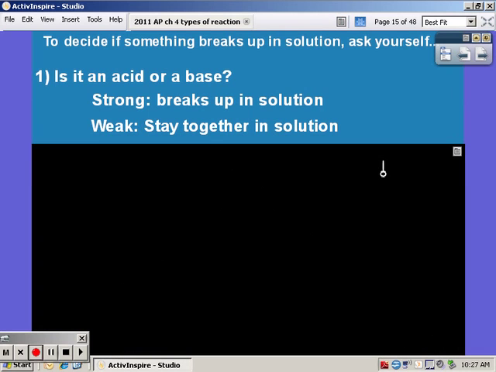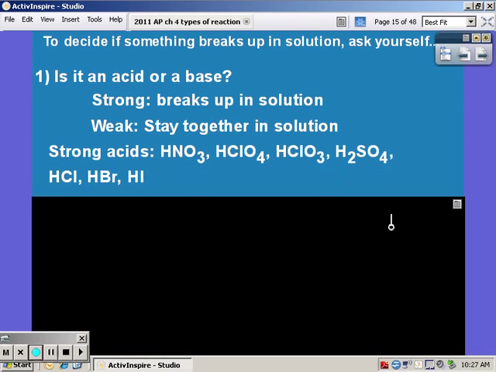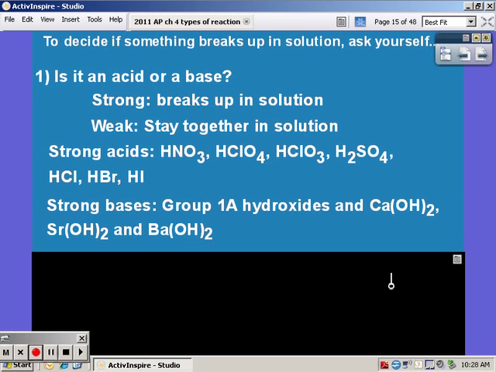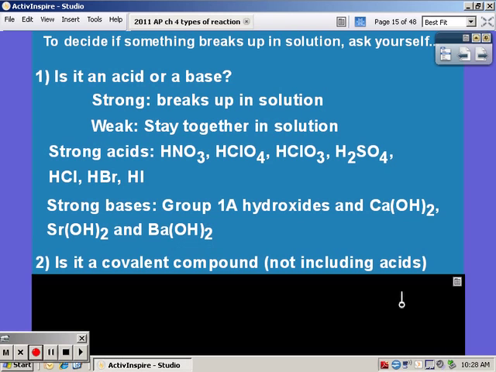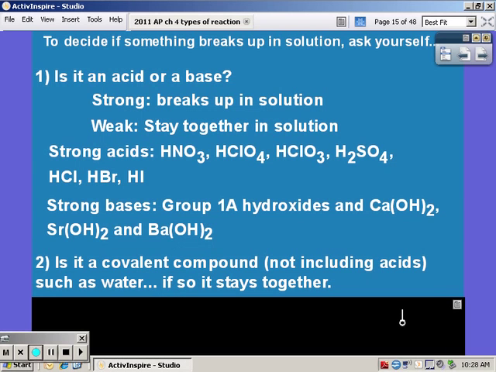So to figure out if something breaks up, you need to first ask yourself, is it an acid or a base? If so, strong acids and bases break up in solution 100%. Weak ones are going to stay together mostly. Your strong acids, there's 7 of them, are nitric, perchloric, chloric, sulfuric, hydrochloric, hydrobromic, and hydroiodic acid. Your strong bases are group 1A hydroxides as well as calcium, strontium, and barium.